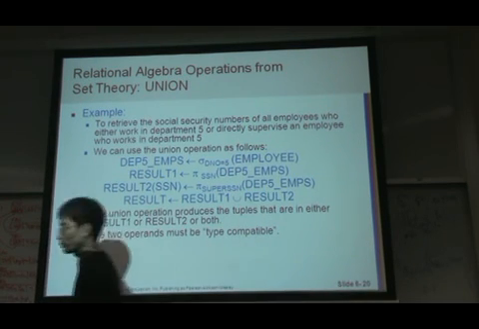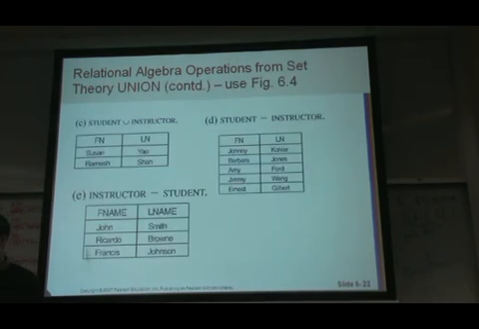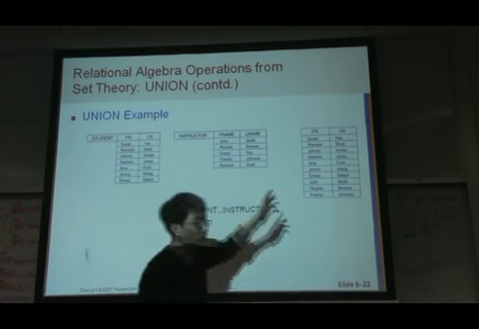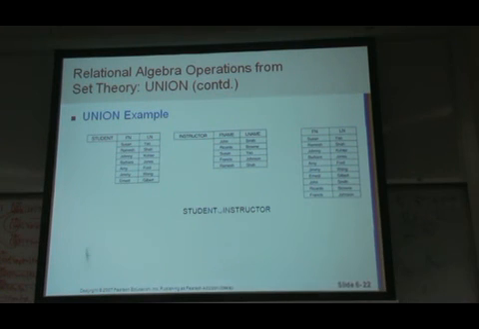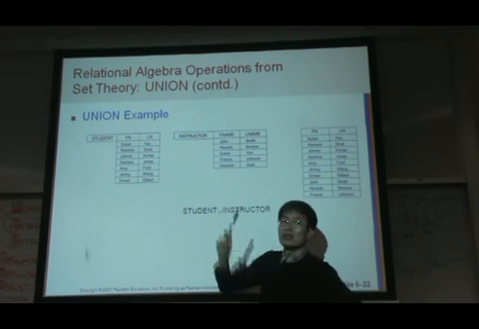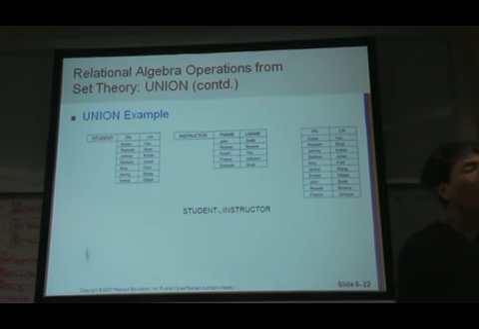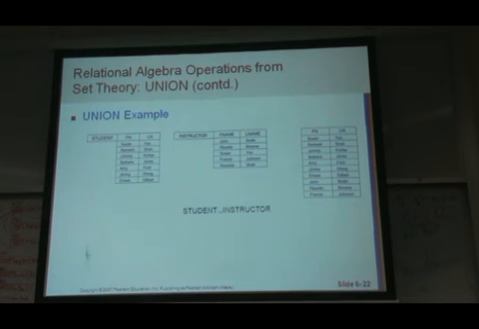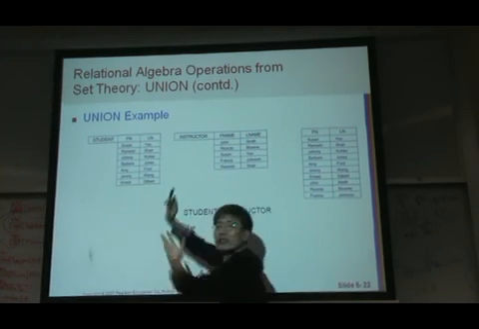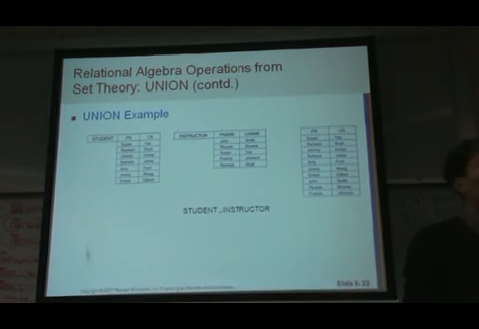Okay? So then union. This is an example of the union. So first name, last name, first name, last name. What about the attribute names? Do they have to be the same name when you union? No, it doesn't have to. However, they should be in the same domain.